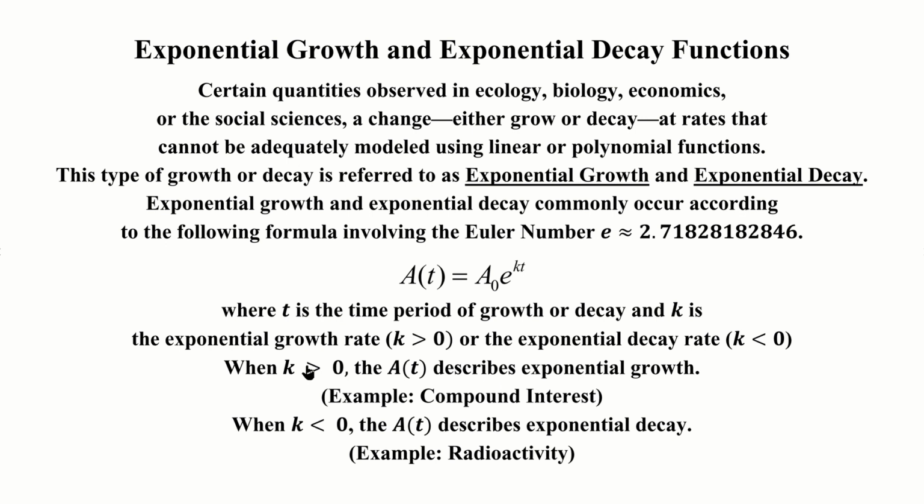Now, again, when k is greater than 0, the function A of t describes exponential growth. An example of that, which we've already seen, is compound interest. And when k is negative, or less than 0, then the function A of t given here will describe exponential decay. An example of that is radioactivity, which we'll look at next.